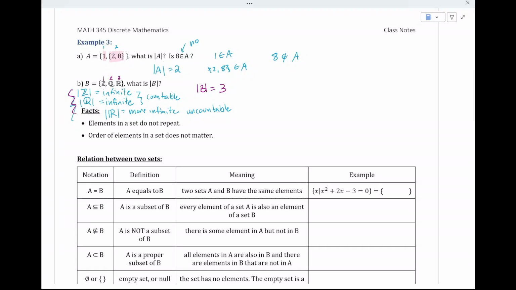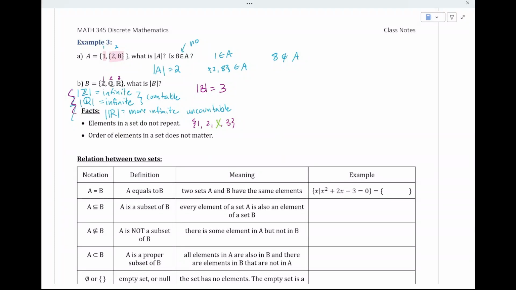Other things to mention before we talk more about this table is that elements in a set do not repeat. So if I had something like the set that contains 1, 2, 1, and 3, I would not count this 1 twice. The cardinality of this set would not be 4. I don't even write the 1 twice. I should only write it 1 time.